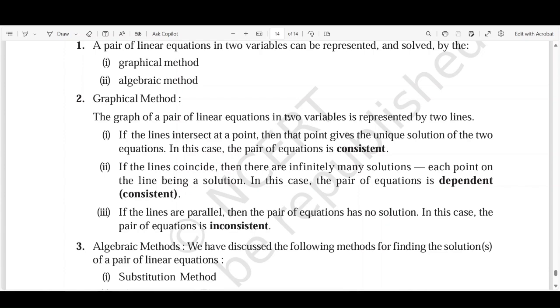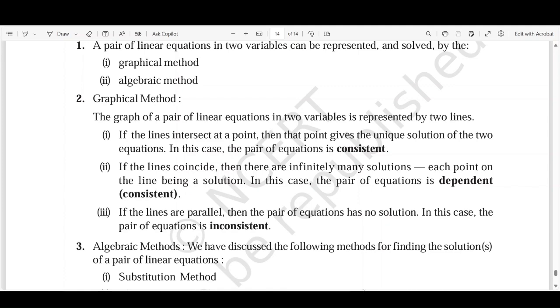If the lines intersect at a single point, then we will have a unique solution, and the pair of equations is considered to be consistent. If the lines coincide, which means one line will lie on the other line, then they will have infinitely many solutions, and in this case the pair of equations is said to be dependent, and still they remain consistent.